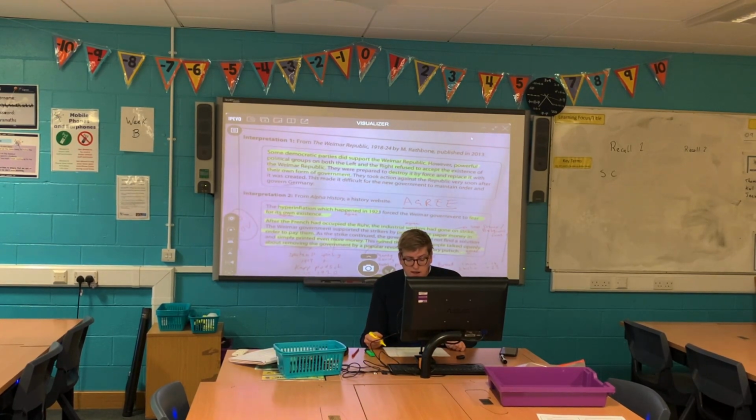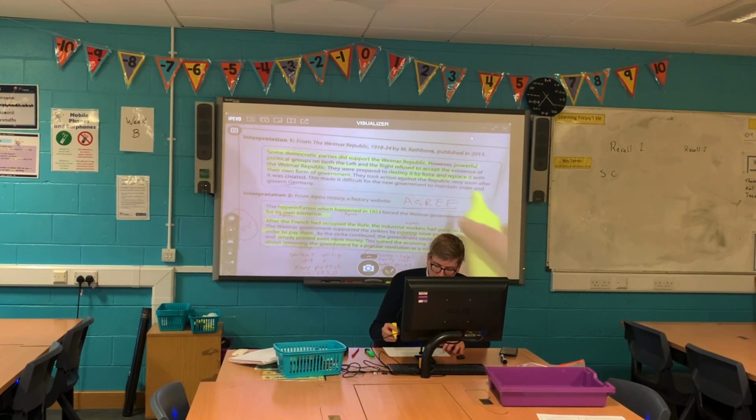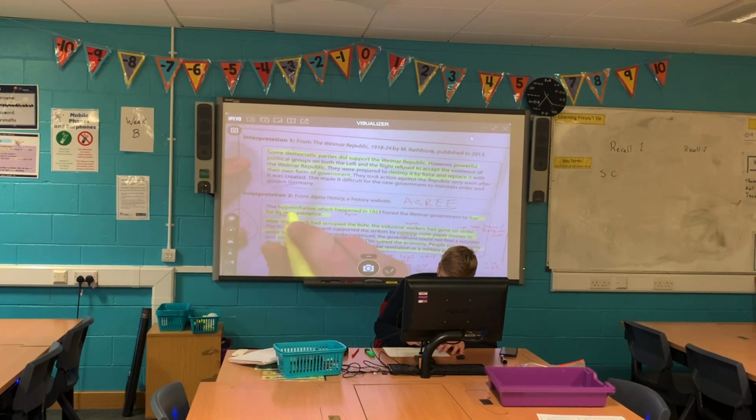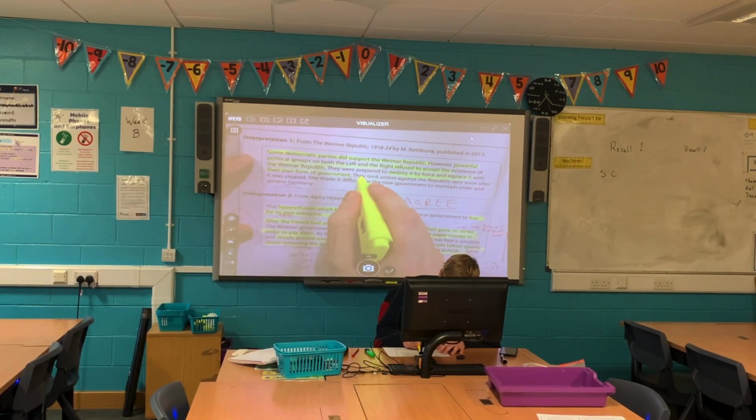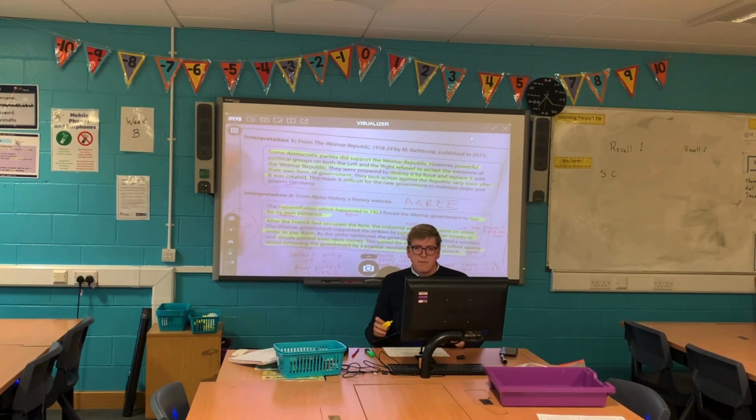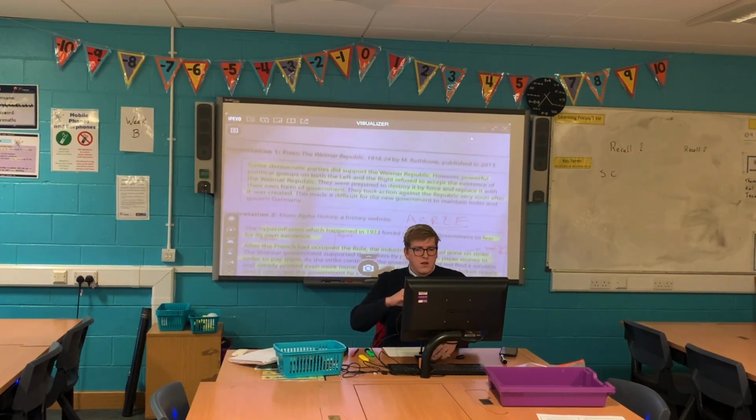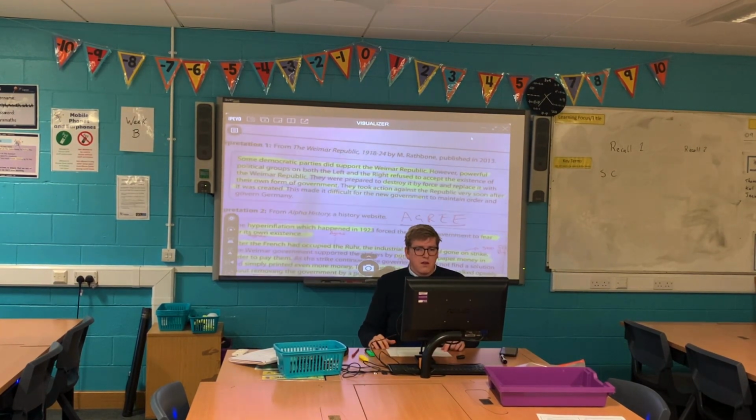They took action against the Republic very soon after it was created, and this made it difficult for the new government to maintain order and govern Germany. So they took action very soon after it was created, difficult for the new government. Is that okay, Poppy?